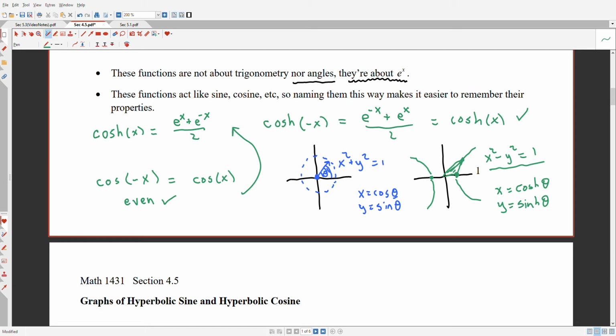I'm going on and on about why we call these two things a cosine-like thing, a cosh, and a sine-like thing, a sinh. And there's a couple reasons here. One, they have the even and odd properties, and two, rather than giving us circles, they give us a closely related thing called a hyperbola. Okay.